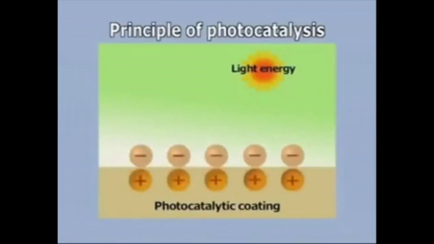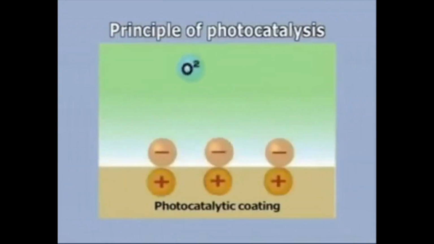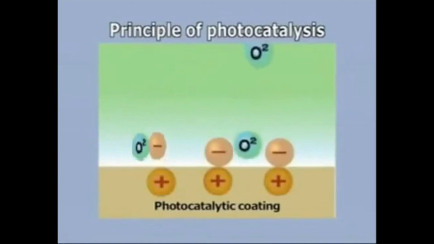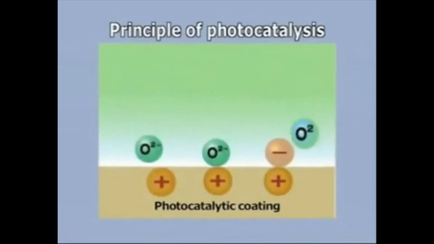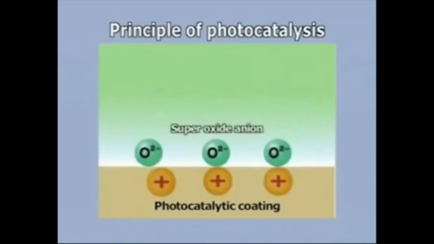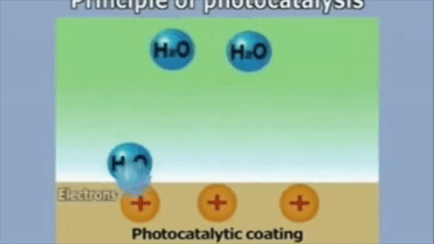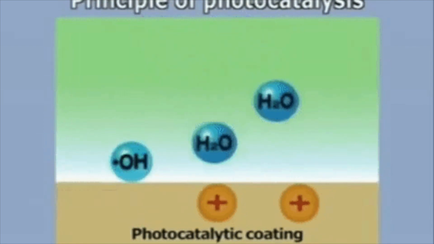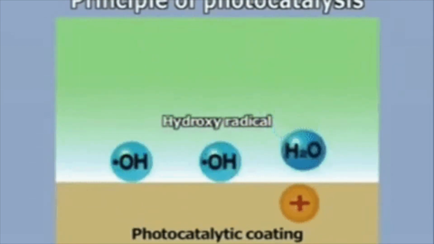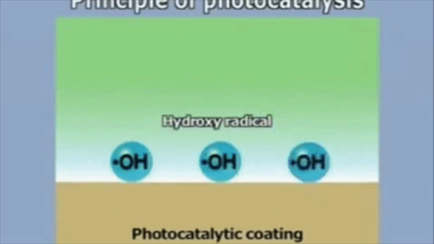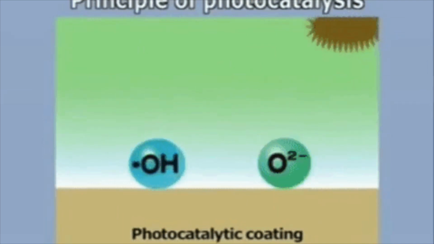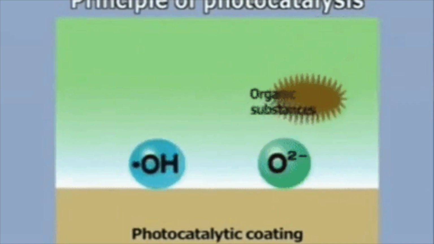When light energy from sunlight or fluorescent light is irradiated onto the titanium dioxide, decomposition on the surface occurs by the release of electrons. The released electrons bind with oxygen and form superoxide anions. The resulting positively charged surface pulls electrons from moisture in the air. The water becomes hydroxyl radicals. Both the superoxide anions and hydroxyl radicals are extremely reactive.